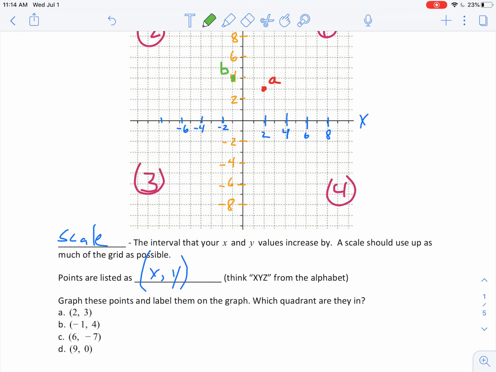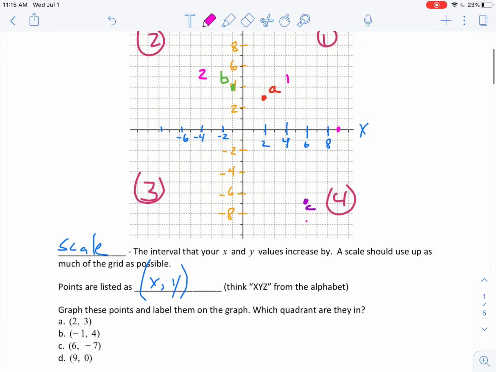C, I have +6 along the x-axis and then -7 along my y. So I'm going to be right around here for C. And then D, I have +9 and 0, which would be right here. So I know that this is in quadrant 1, this is in quadrant 2, I have nothing in quadrant 3, this is in quadrant 4, and then D would be directly between 1 and 4, or it's right along the x-axis.